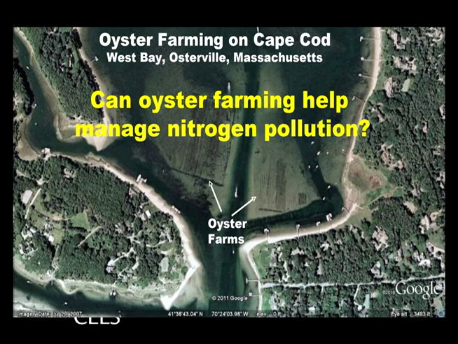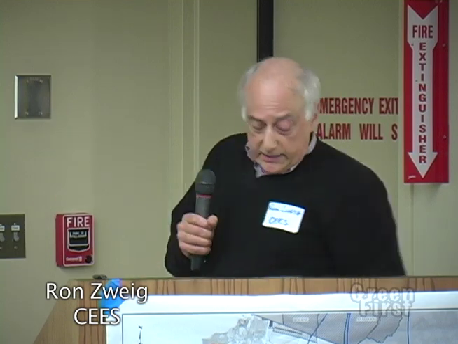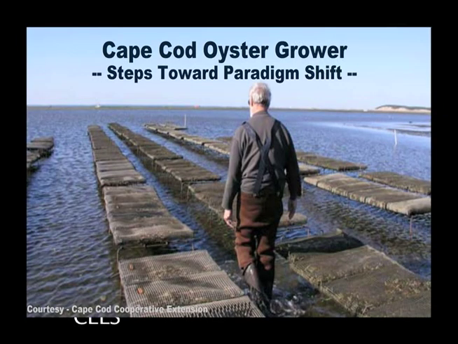Now, can oyster farming help manage nitrogen pollution? Well, anyway, oyster farming has been mentioned. It's a practice that's been going on Cape Cod. This is just a site in Osterville that shows where oyster farms are. And as you can see, the placement is critical here, because they're placed so that there are still navigational channels or recreational areas. There are various aspects to allowing a complementary use of the resource. And so you have to start thinking in that context as well.